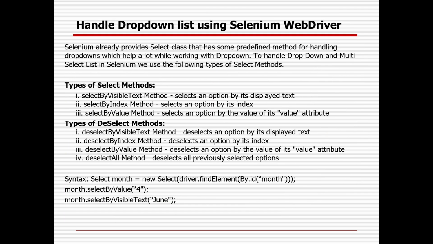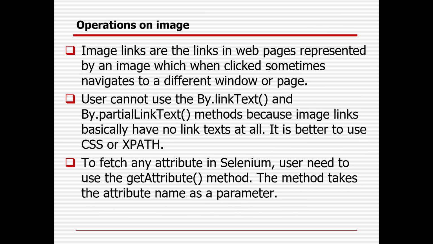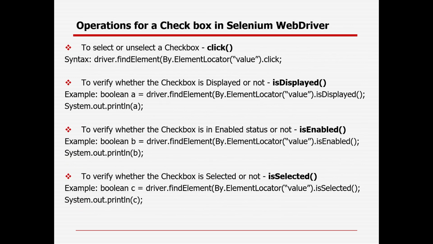Okay, so I'll repeat it one more time, then I'll go for any questions in case you are having any. So images primarily can sometimes be static, sometimes linked. But for image links, you cannot use link text or partial link text. So you better go with CSS or XPath to identify the images. In case it is a link, you can click on the image, and it will go to another window or another page. And apart from that, there are getAttribute methods available through which you can get the different properties and attribute values.